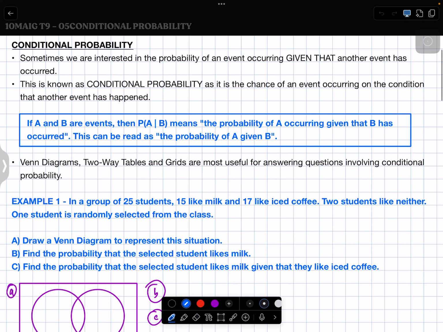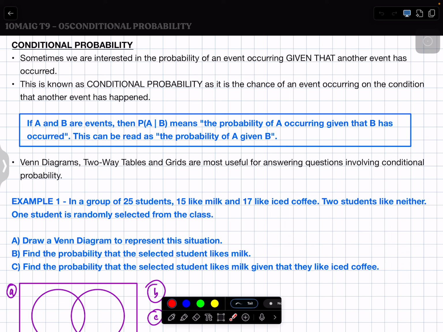The last lesson on this whole topic is conditional probability. Sometimes we're interested in the probability of an event occurring given that another event has occurred. This is known as conditional probability, as it's the chance of an event occurring on the condition that another event has happened. So the thing for your cheat sheet would be this.